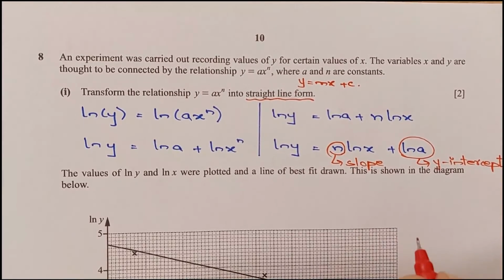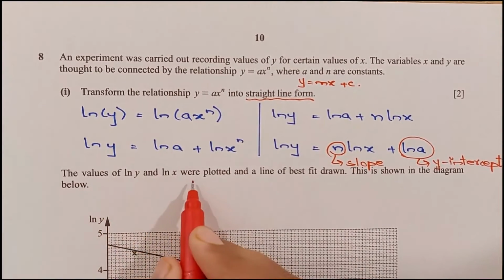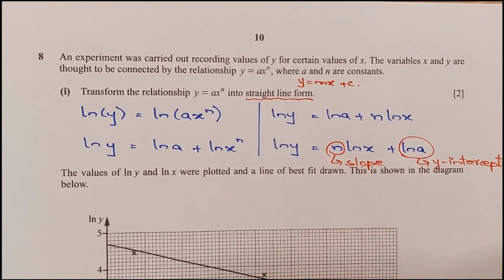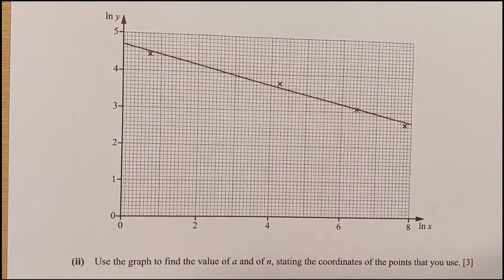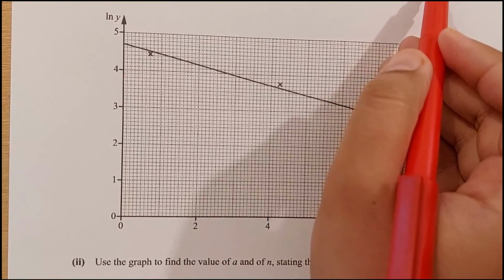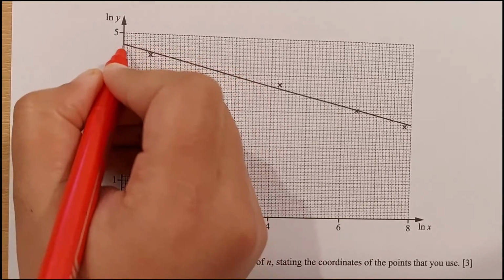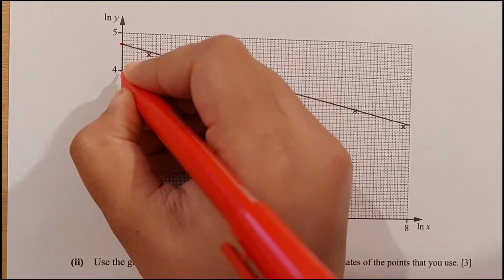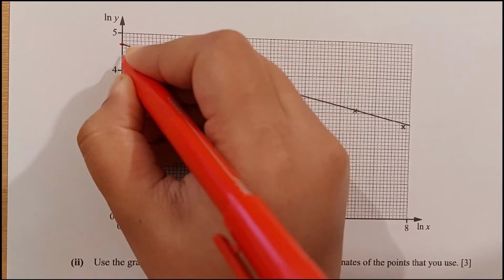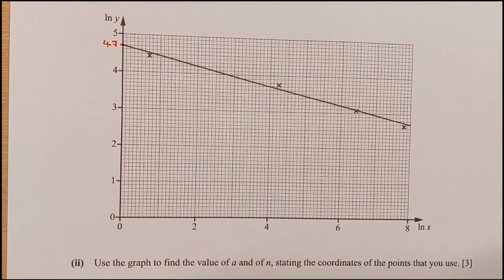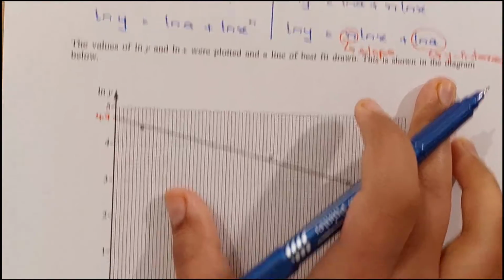right? The values of ln y and ln x were plotted and a straight line, a line of best fit, was drawn. This is shown in the diagram below, right? Number 2, use the graph to find the value of a and of n, stating the coordinates of the point that you use. Okay, so as you can see, ln of a is the y-intercept. So what is the y-intercept here? Y-intercept of the straight line of best fit. This is 4, 4.1, 2, 3, 4, 5, 6, 7. This is 4.7. 4.7 is the y-intercept, and in our case the y-intercept is ln of a.